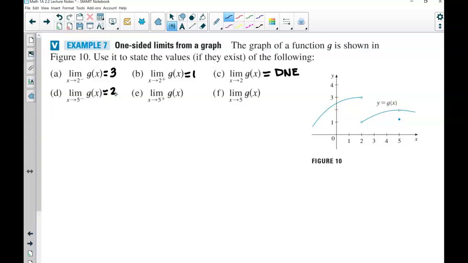Now, part E is asking us, what happens when the limit of this function is approaching 5 from the right? Well, on the function, it's again approaching the value of 2. So in this scenario, when we're trying to find the limit as x approaches 5 of that function, because it approaches 2 from the left of 5 and approaches 2 from the right of 5, we would say that this limit actually approaches 2 because it satisfies that definition.